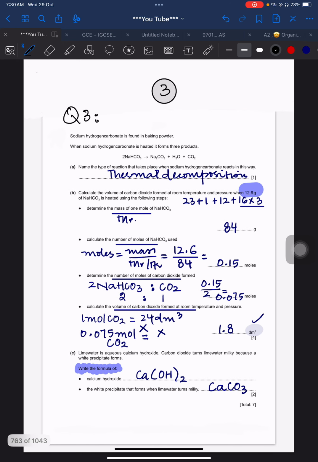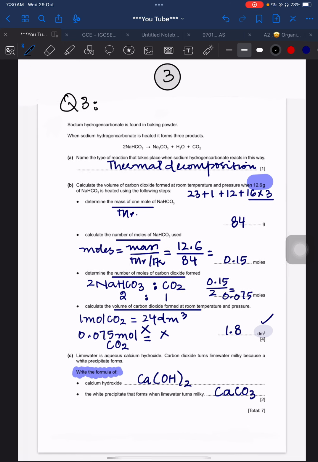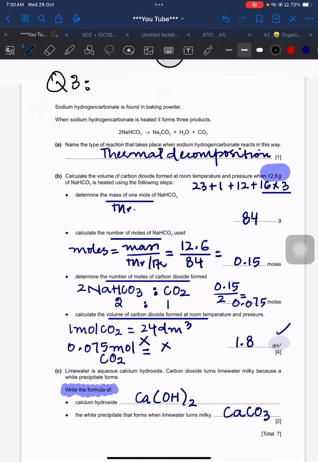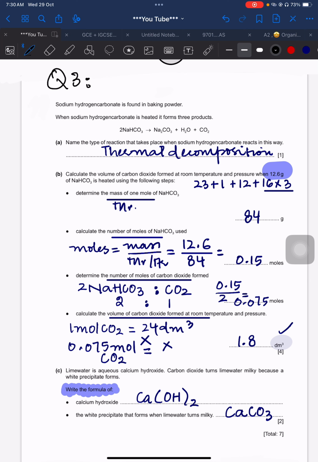I am just going to zoom in a little bit so that everyone can look into it very carefully. Okay. Sodium hydrogen carbonate is found in baking powder. What is the formula of sodium hydrogen carbonate? NaHCO3. And then we can say that when sodium hydrogen carbonate is heated, it forms three products.